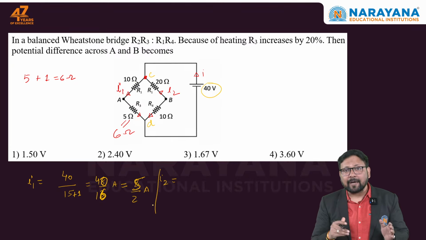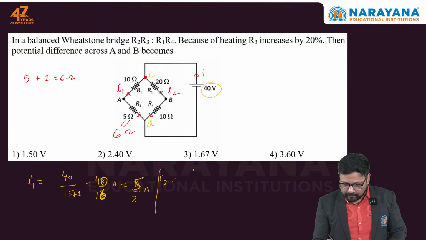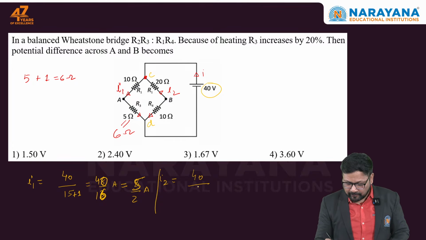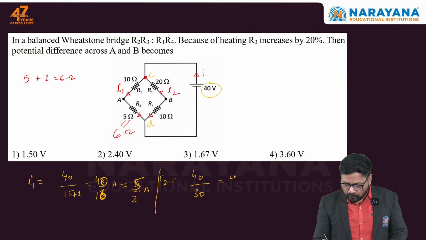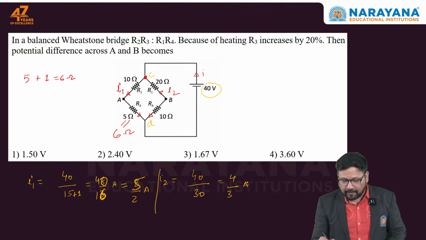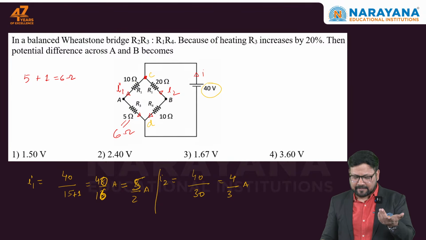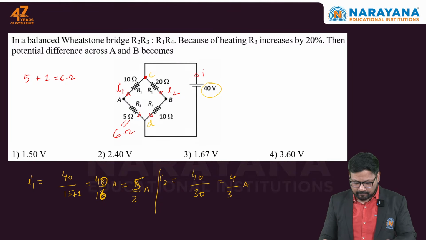And what is the value of I2 in the right part? It will be 40 divided by, there is no change in resistance in the right side. So it will be 20 plus 10, that is 4 by 3 ampere. Now we have the current in the left side and in the right side. Just their resistance was 6 in place of 5. So we have to take 10 plus 6 in place of 15.